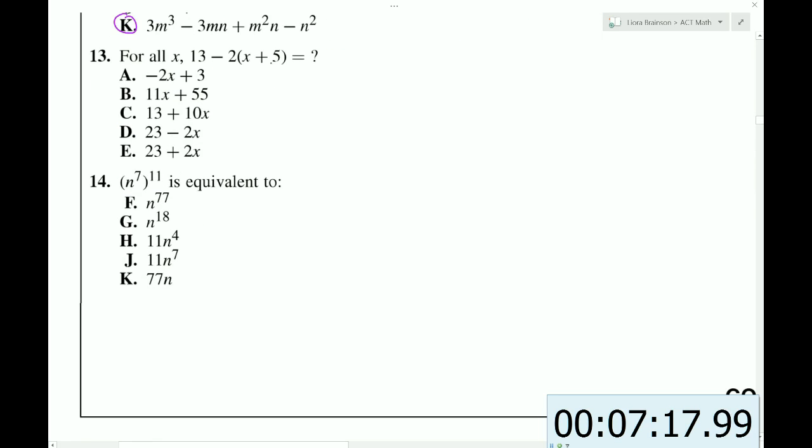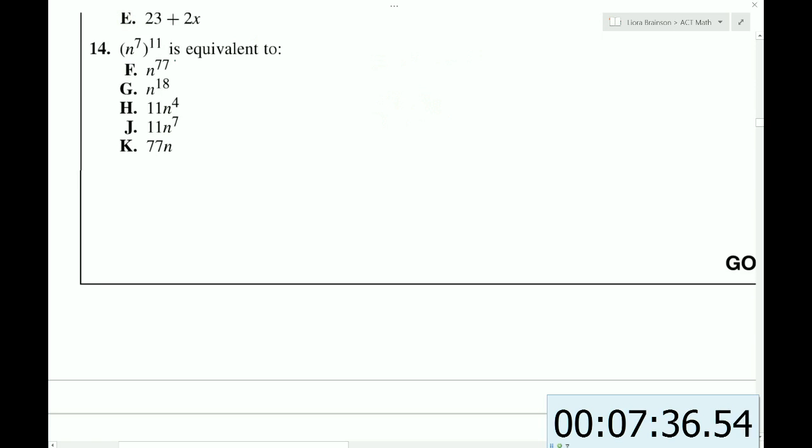Alright, for all x, what does this equal? Alright, so we have to distribute this minus 2. So 13 is going to be minus 2x, and it's going to be minus 10. So 13 minus 10 is 3. 3 minus 2x. Minus 2x plus 3 is the same thing, it's just switched around.